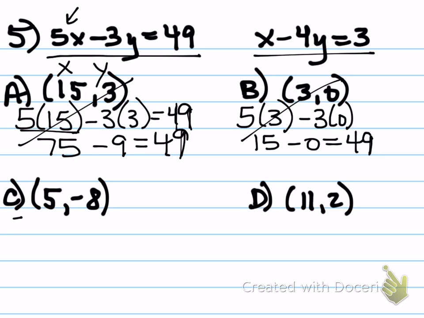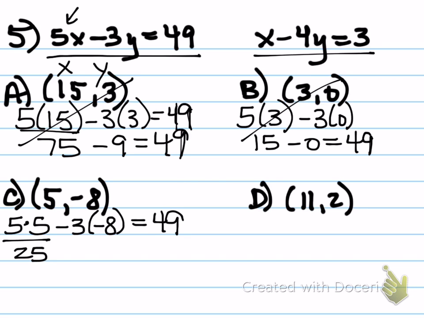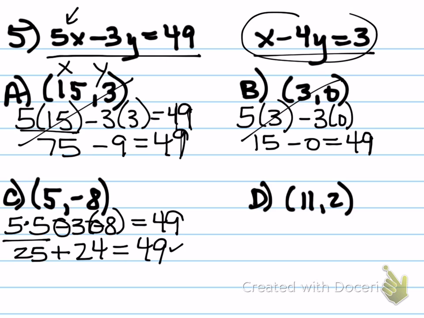Choice C, 5 of the first one means 5 times 5. Take away 3 of the second one, which is 3 times negative 8. We're hoping that gives us 49. Well, in this case, we get 25, and I'm going to write a plus here because we're dealing with a negative times a negative. So that always makes a positive. We get 25 plus 24. That does make 49, so we will check the second equation. We haven't had to use it yet.